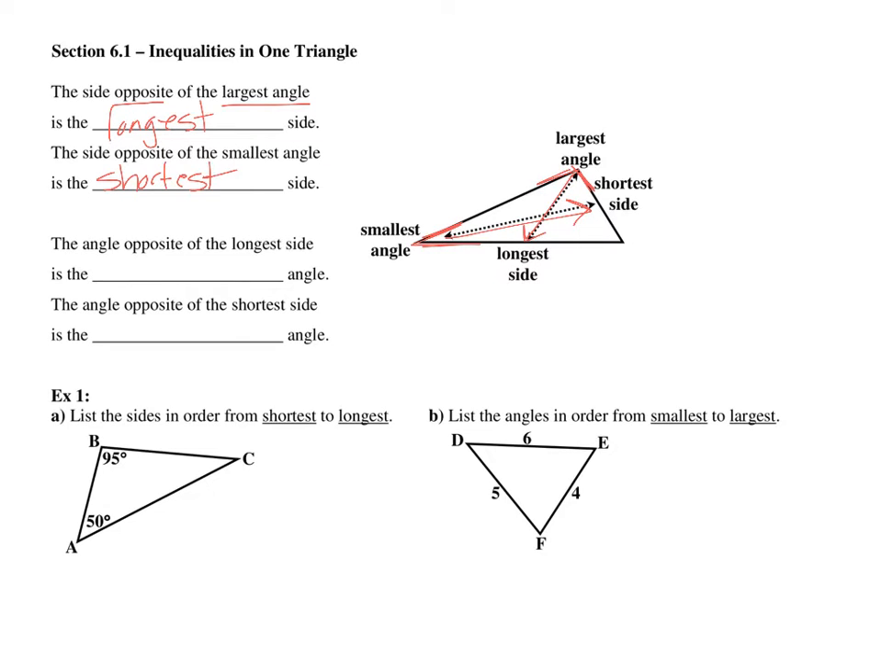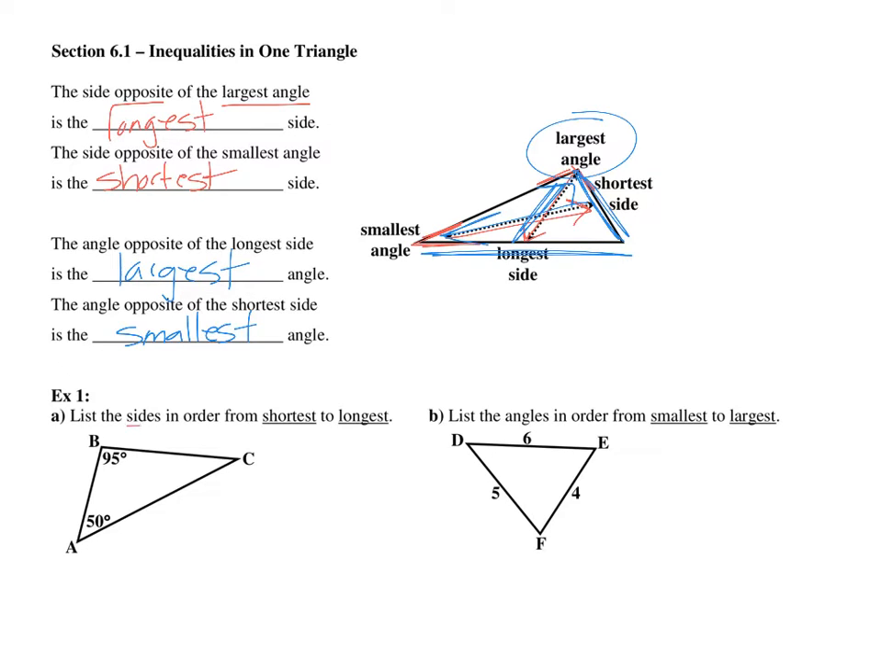side. Okay? And now the angle opposite of the longest side, here I have the longest side, the angle opposite to it would be the largest angle. And the angle opposite of the shortest side, here's the shortest side, angle opposite of it would be the smallest angle.